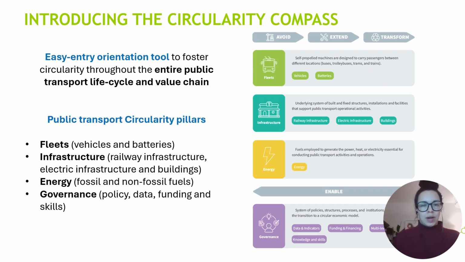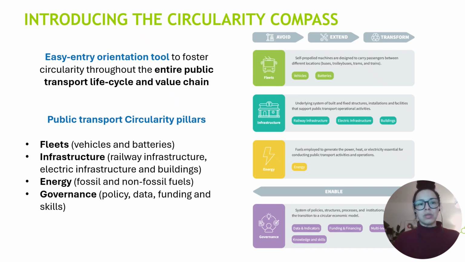Okay, so if you are a transport stakeholder, maybe a public transport operator, a representative of a public transport authority, you might be wondering, okay, this sounds great, but where do we start? How can we make sense of all this circularity in public transport topic? And that's exactly why we created the Circularity Compass, which is a simple, practical orientation tool that helps stakeholders in the sector understand where and how circular economy can be implemented in different components of the public transport system. And basically for this, we divided the Circularity Compass into 4 pillars.